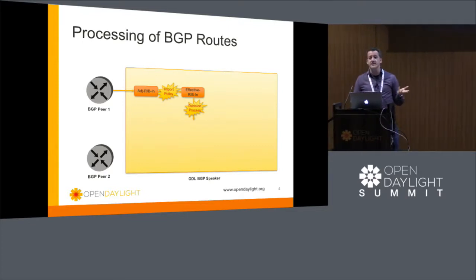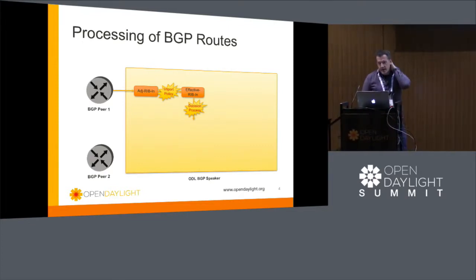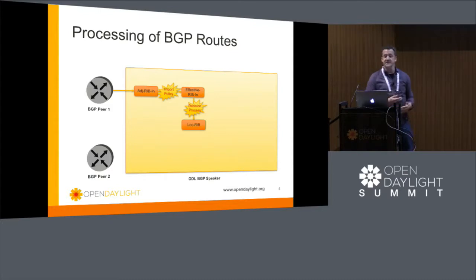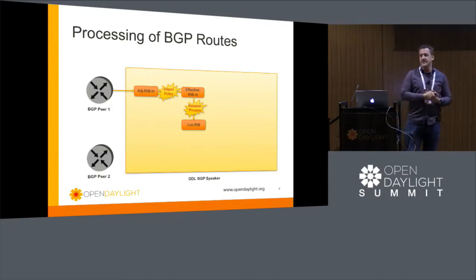I mean, I was a network operator back in the day. And you always had this thing written up there, and great, you knew the process by which you decided which routes made it into your loc rib, which is the output of that decision process, and which ones didn't.